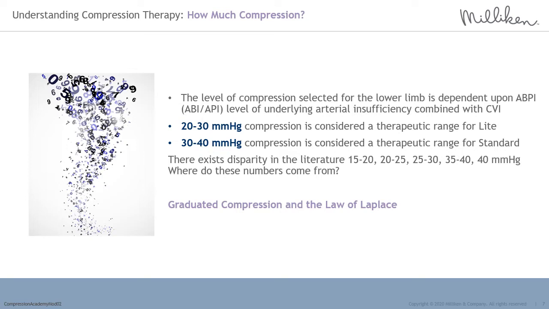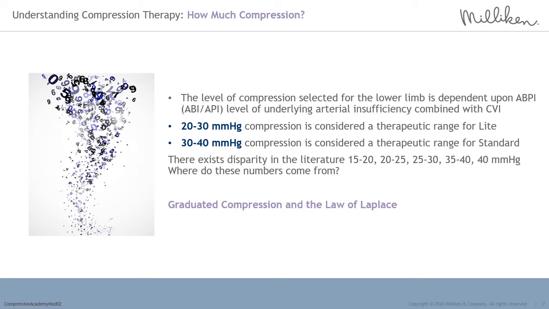The ABPI index ranges suitable for compression therapy are an ABPI of 0.8 to less than or equal to 1.3, which indicates mild underlying peripheral arterial disease or normal. Therefore, standard compression can be used, so 30 to 40 millimeters of mercury pressure is suitable for these patients.